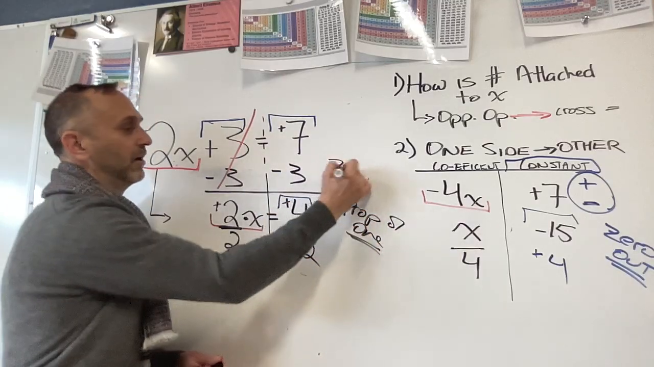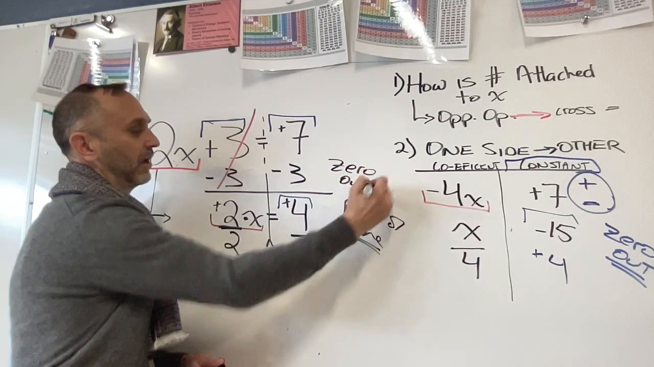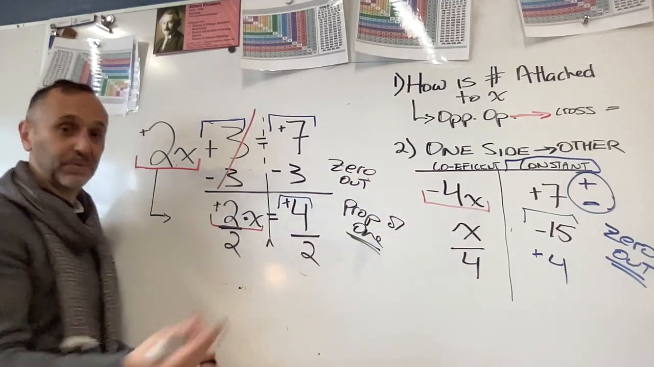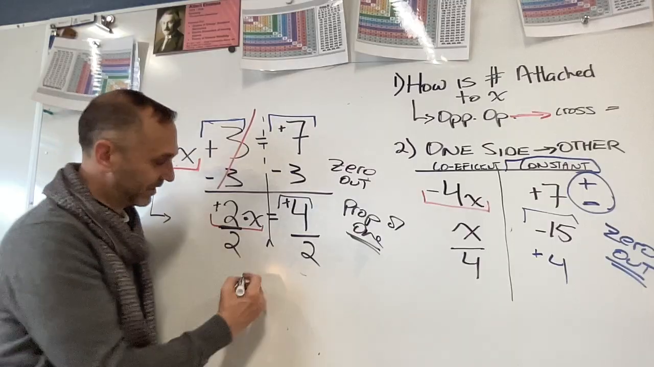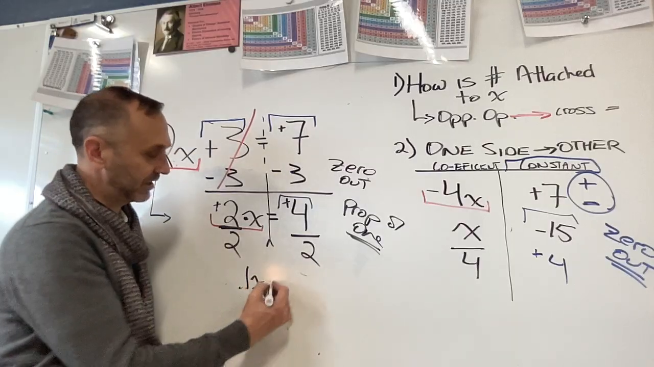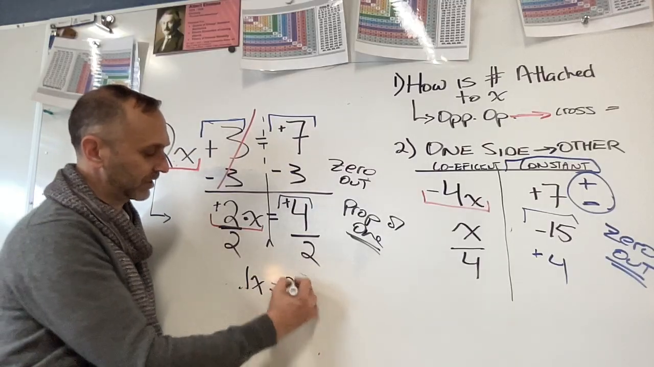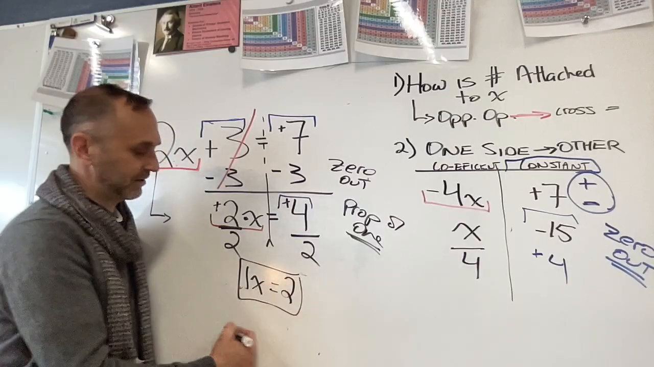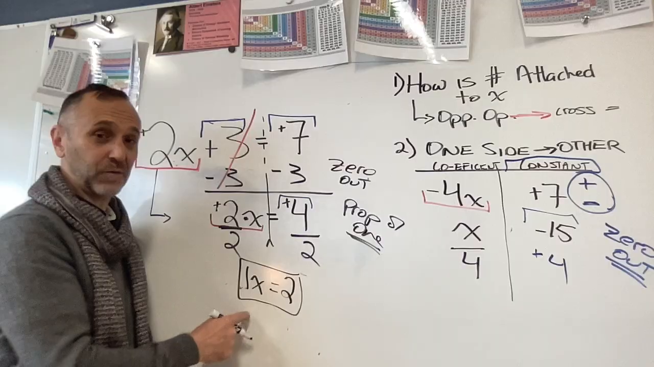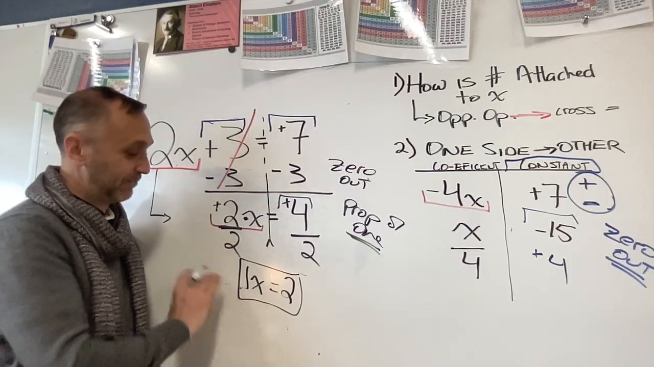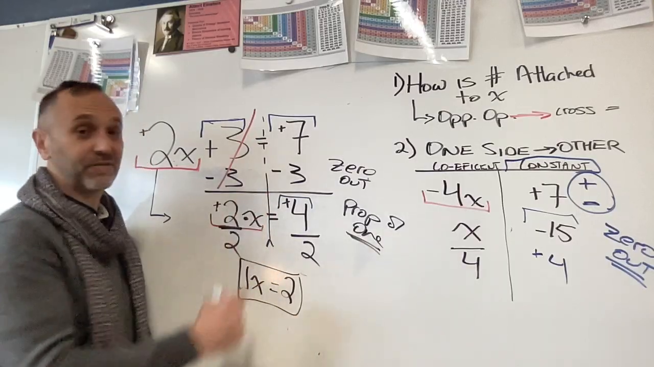My first step was 0 out. Next one, property of 1. The last thing I'm going to do now is just solve. 2 divided by 2, well, we know that's a property of 1. That's going to give me 1x. 4 divided by 2 is going to give me 2. We put it in a box. Okay? If for some reason the x is on the other side, we do have to write it with the x on the left. Right? Put it in a box. We're good. Now, we're going to verify.